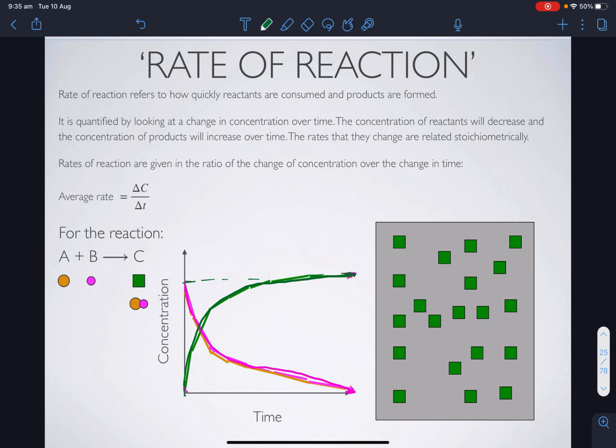And that, we'll get to soon, relates to the stoichiometry of 1 A going plus 1 B going to 1 C, okay? If you change that stoichiometry, you're going to change the graph as well, okay?